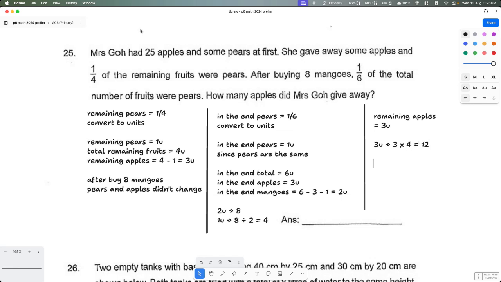So you know that Mrs. Go at first had 25 apples. So the apples given away is equal to 25 minus 12, which is equal to 13. So that's the answer over here. Okay, there we go. The answer is 13.